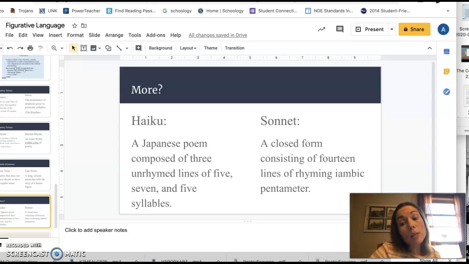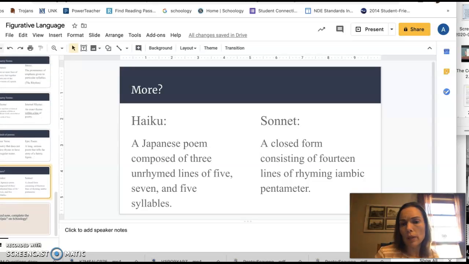Then William Shakespeare is our one famous for sonnets. You look up sonnet, you can find sonnet number blah, blah, blah by William Shakespeare. Okay? And they have a closed form. They have 14 lines, and that's where you're going to find a lot of your iambic pentameter. Okay? How are we doing?